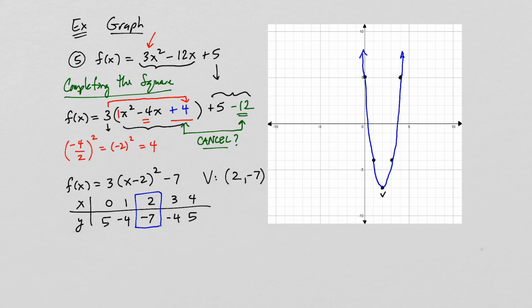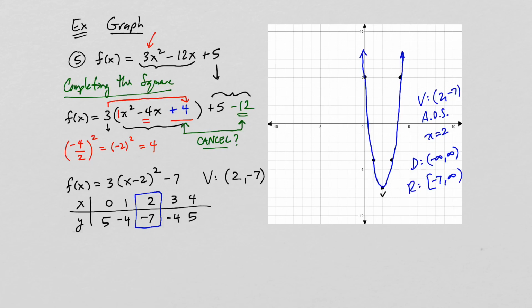Okay? And so, of course, the vertex is 2, negative 7. The axis of symmetry is x equals 2. The domain is all real numbers. And the range is all numbers from negative 7 to infinity. Excuse me.